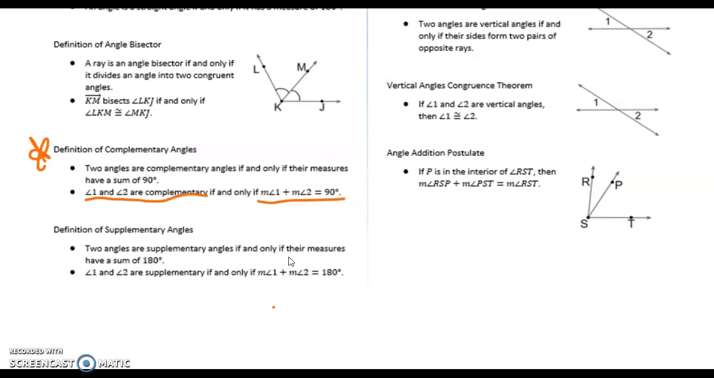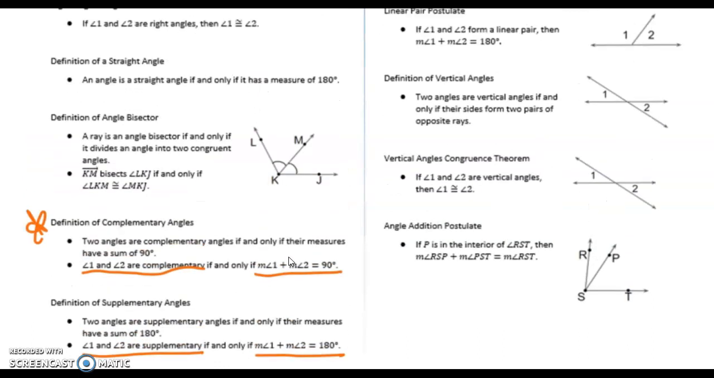It works both ways. Now, the definition of supplementary angles is very similar. If you know angle 1 and angle 2 are supplementary, if you have that statement, then you can say measure of angle 1 plus measure of angle 2 equals 180. And it works backwards also. If you know measure of angle 1 plus measure of angle 2 equals 180, then you can say angle 1 and angle 2 are supplementary.